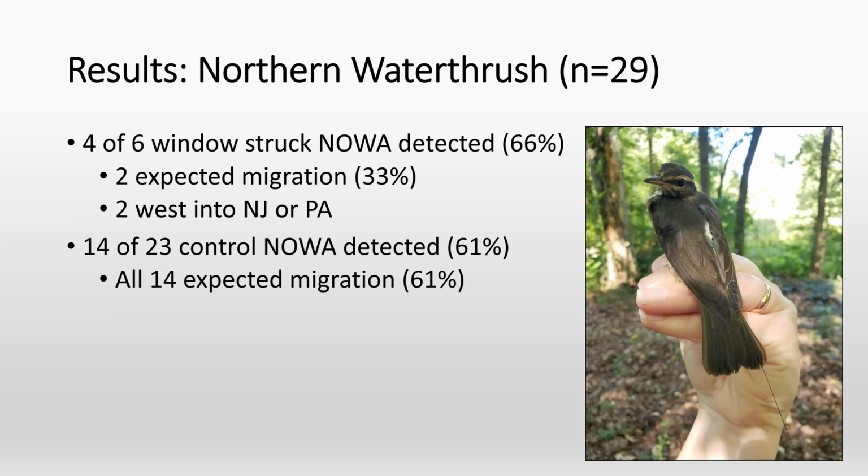We, again, only had a sample size of 6 window struck. Well, I don't want to say I wish I could get more. I don't. That would feel terrible. But we had 6 of them. 2 of them did a normal migration. 2 of them wandered west, like just into Western New Jersey or Western Pennsylvania.